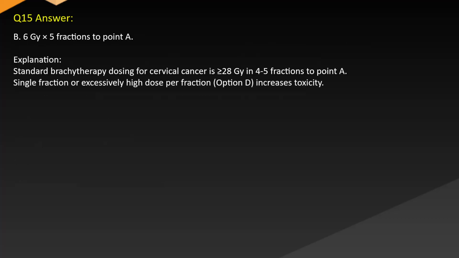Answer: B. 6 Gy x 5 fractions to point A. Explanation: standard brachytherapy dosing for cervical cancer is 28 Gy in 4 to 5 fractions to point A. Single fraction or excessively high dose per fraction, option D, increases toxicity.